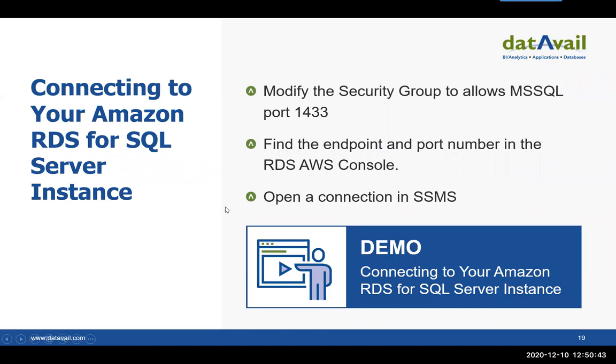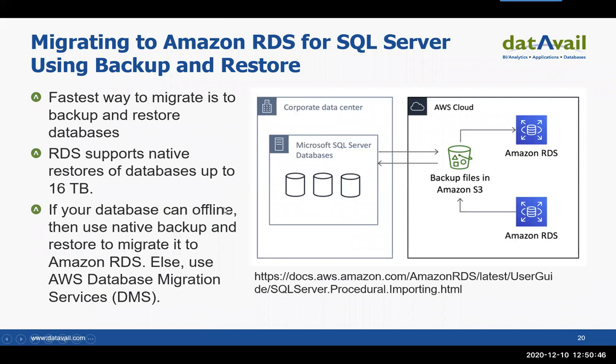Let's move on to the next slide here. Again, just to refresh our memory: what we're doing now is we already took a backup and uploaded it. We took a backup from our on-premises SQL Server instance and uploaded it to S3 as part of the migration. We're going to restore it to our RDS instance now. Remember, this is the fastest way to migrate, which is to use backup and restore. RDS supports native restores or backups up to 16 terabytes.